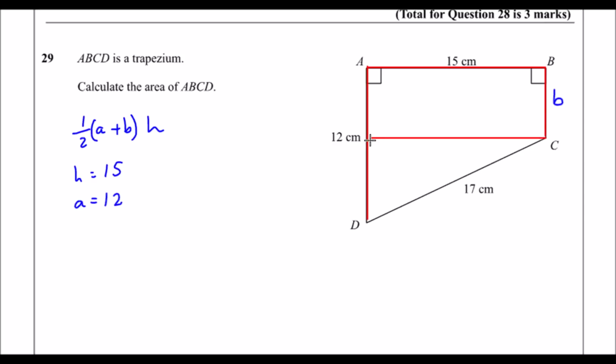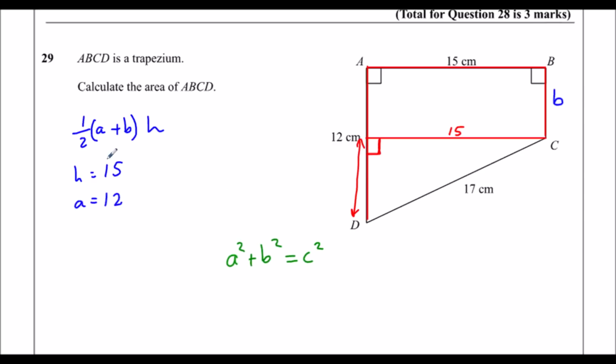So what we can do is, if we draw a straight line here, we get a right angled triangle here with a hypotenuse of 17. This length will be 15, exactly the same as AB, and we can work out this part here. Once we know that, we can do 12, take away that, which will give us B. So this is a Pythagoras question.